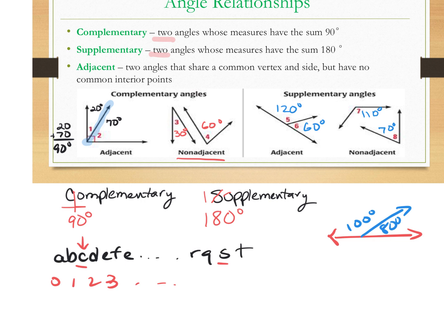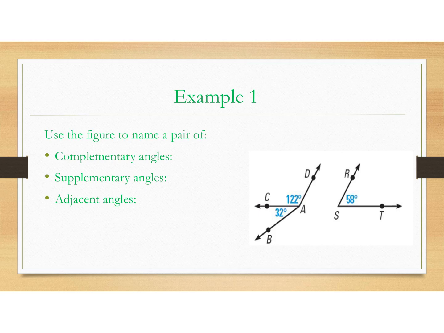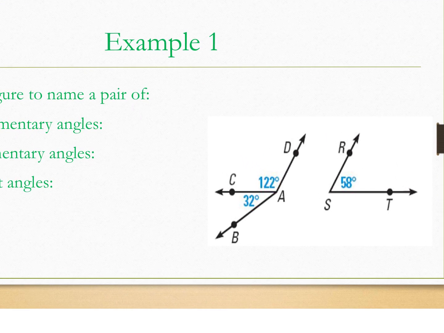We will be using these complementary and supplementary angles a lot in our proofs when we start writing proofs in the next chapter. All right, so here it says use the figure to make a pair of complementary angles, supplementary angles, and adjacent angles. So how much do complementary, the two angles together, add up to be? 90 degrees, good. So I'm looking for two angles in my picture that when I add them are going to add up to be 90.